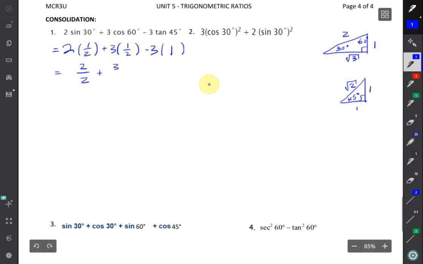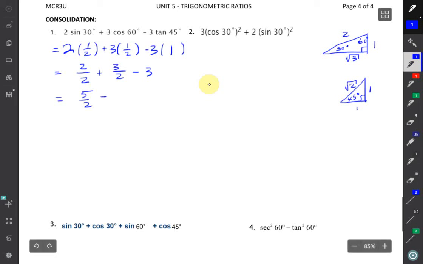plus 3 over 2. Remember, there's a 1 under that 2 in the first term, and there's a 1 under that 3 in the second term. So we multiply the numerators and multiply the denominators. And then we have a minus 3 here. This leaves us with 5 over 2. Now I'm going to make a common denominator here with that 3.